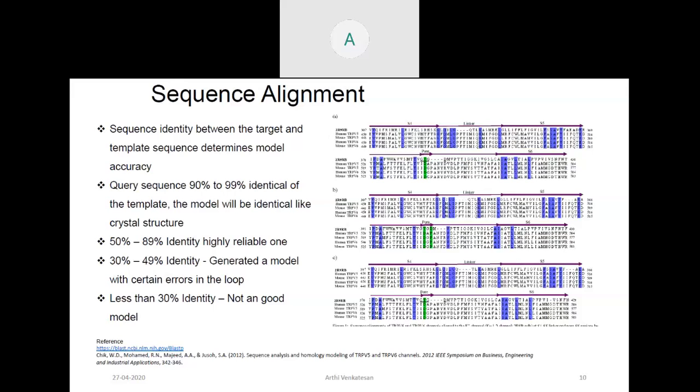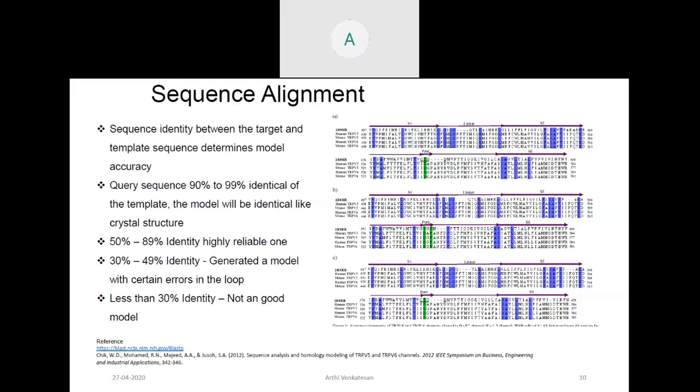For example, if the query sequence is 90% identical to the template, the model will be identical to a crystal structure. I have already mentioned X-ray crystallography and NMR spectroscopy. A crystal structure is one determined by X-ray crystallography, NMR, or cryo-EM methods. If your query sequence is above 90 or 99% identical, it's a good model. If it is around 50 to 89%, it's a highly reliable one, and you can consider this also as a model.